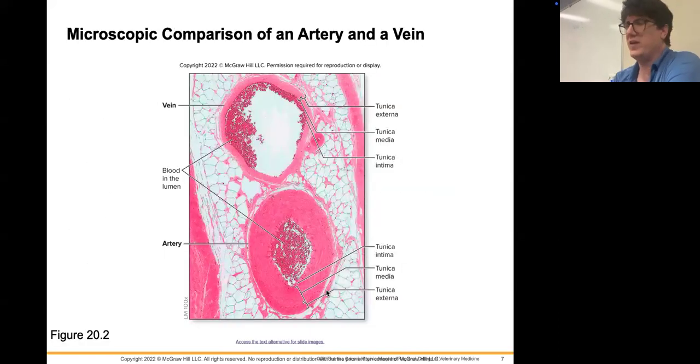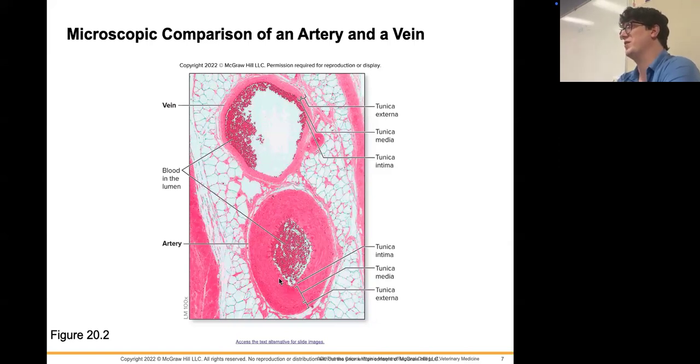So here we have an actual micrograph of an actual artery and a vein. Notice how much thicker the walls of the artery are when compared to that of the vein. Okay, so much, much thinner in the vein than in the artery. Notice how much more circular the artery is. The veins tend to get flattened out a lot. Also, because it's an artery, see how it's kind of full of blood? There's not any negative space in there. Whereas we do have some negative space in here in the vein. That's because it's just not under as much pressure.